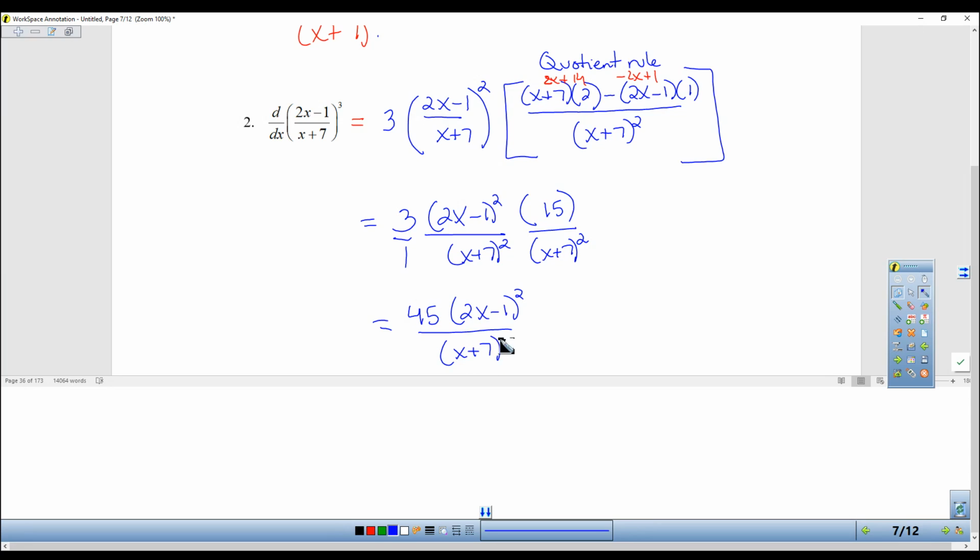And now you can see why I broke it down into 2 separate, a square on the numerator and a square on the denominator. Let me just check my answer, make sure I got it right. Woohoo!